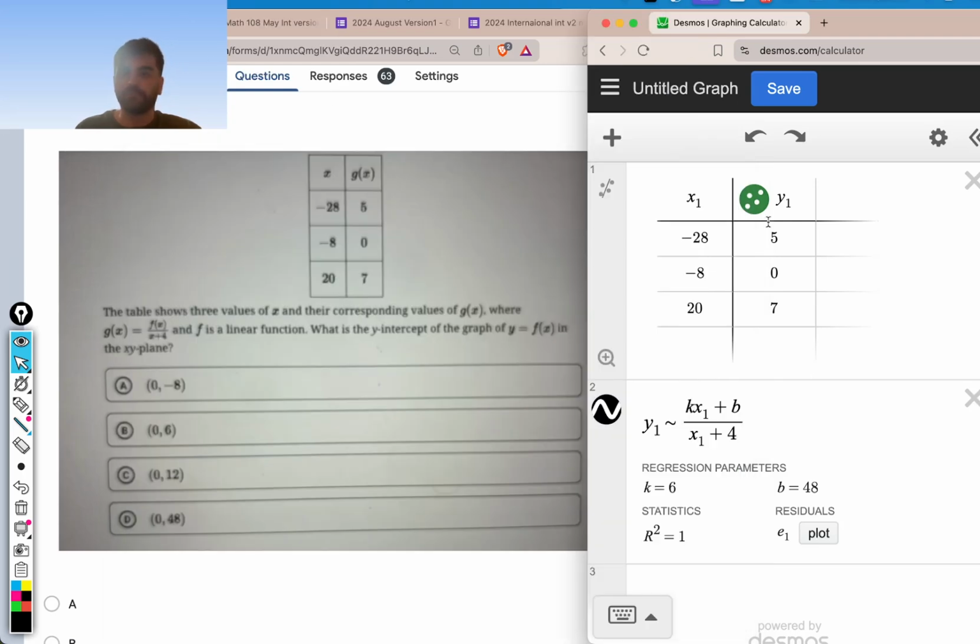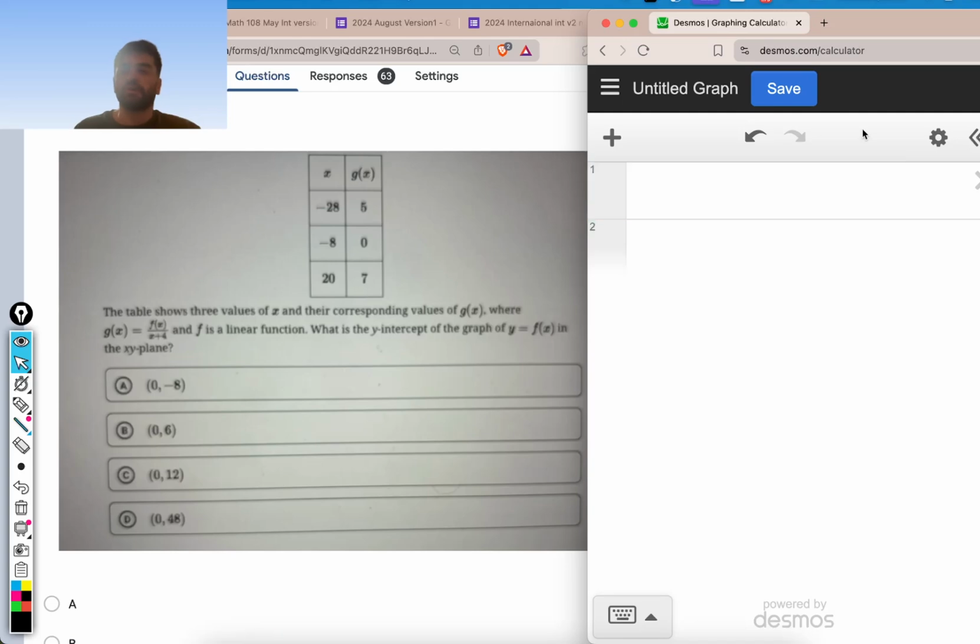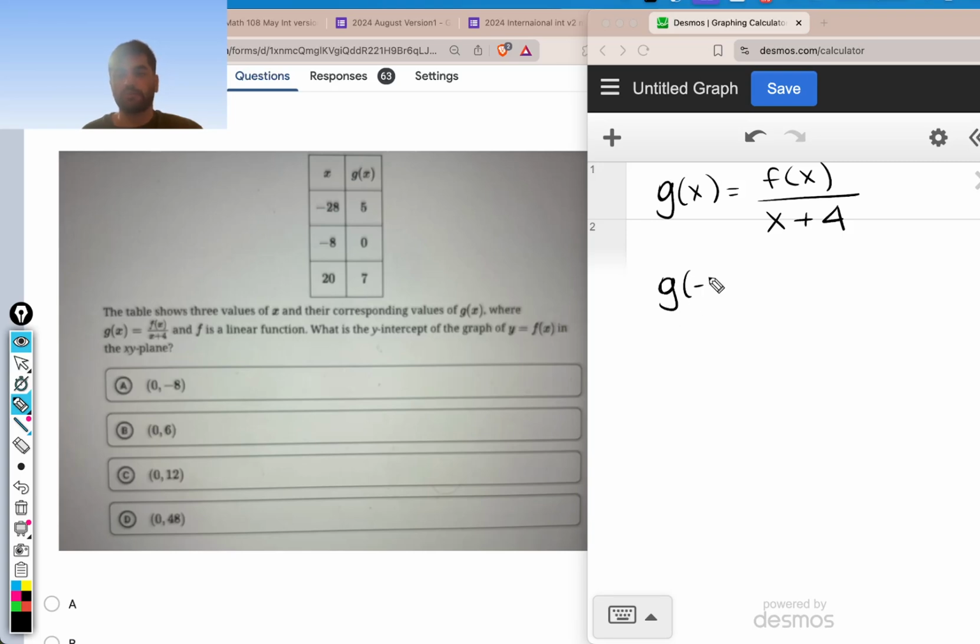Okay, let's look also at how to solve it without Desmos. We have a function like this. g of x is equal to f of x plus 4. Then let's look at this point. It means that when x is equal to negative 28, g of negative 28 is equal to 5. Then let's put it in the function.